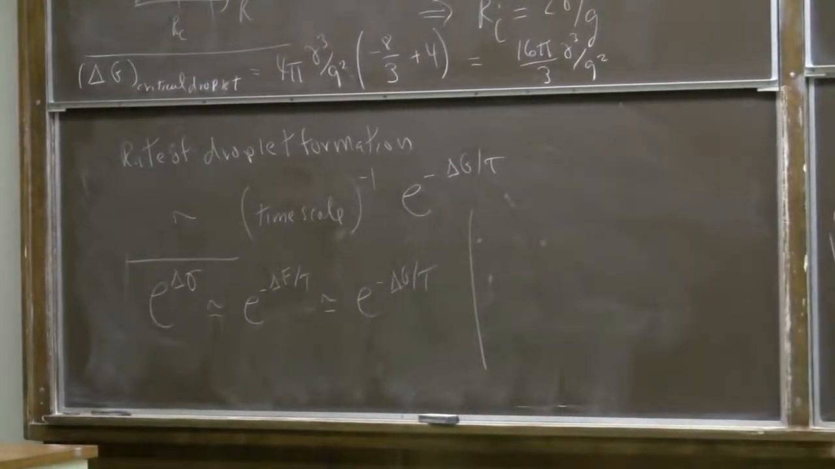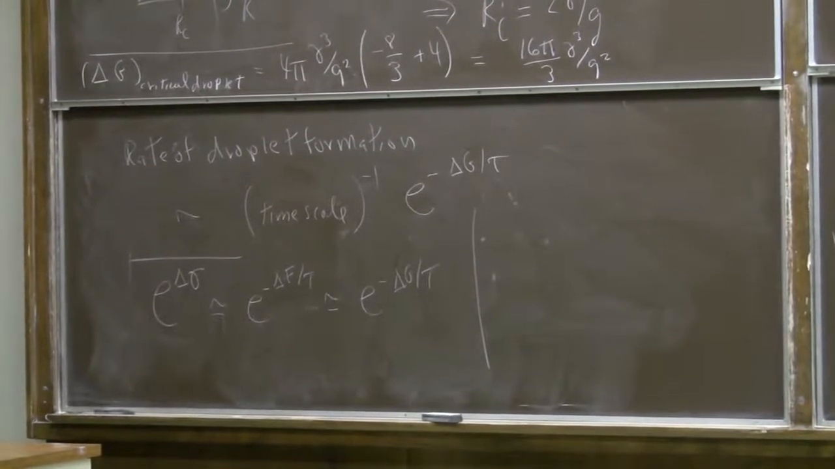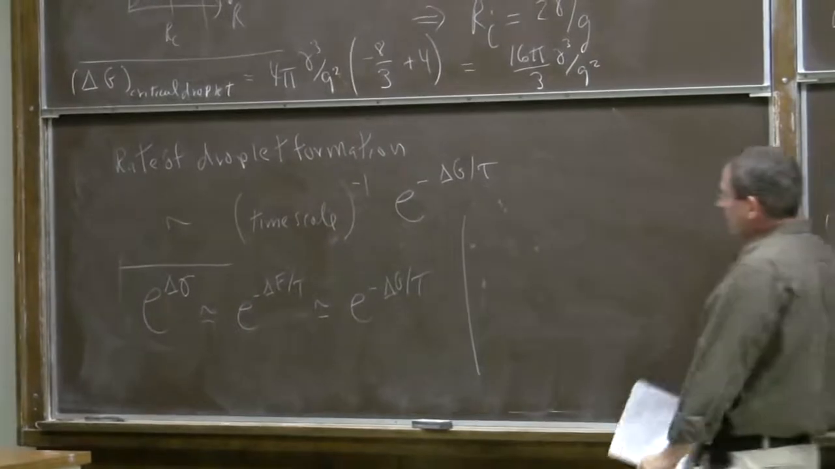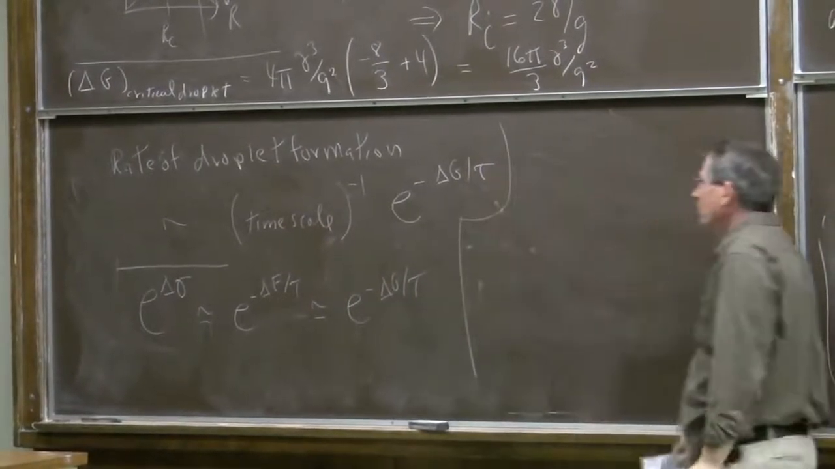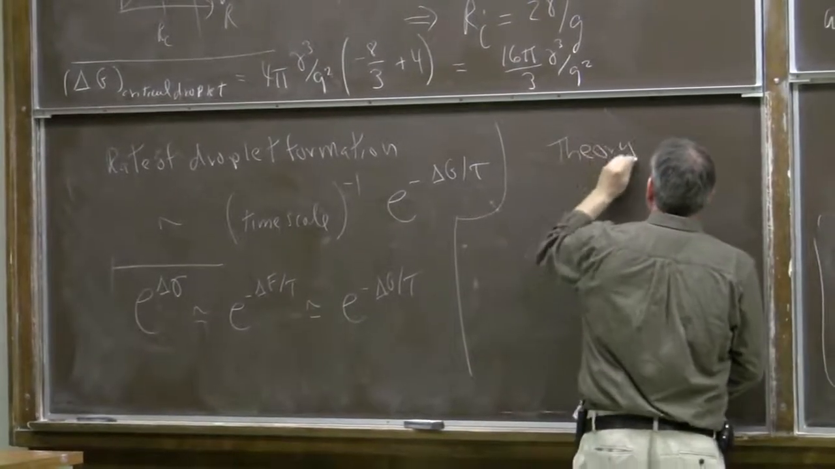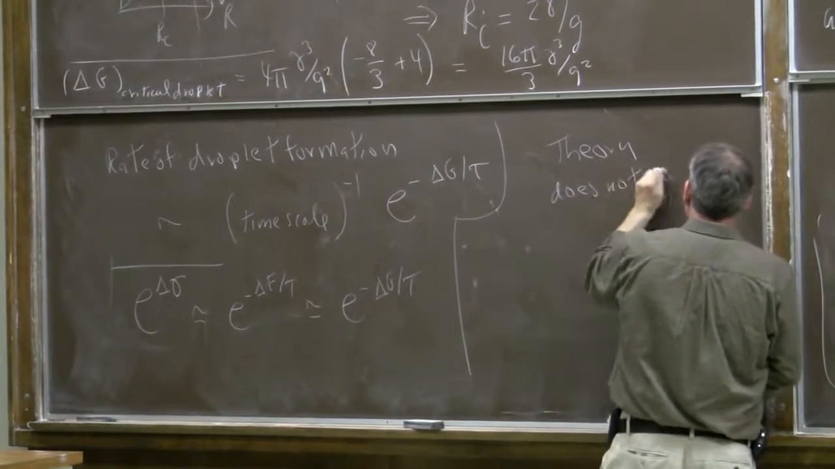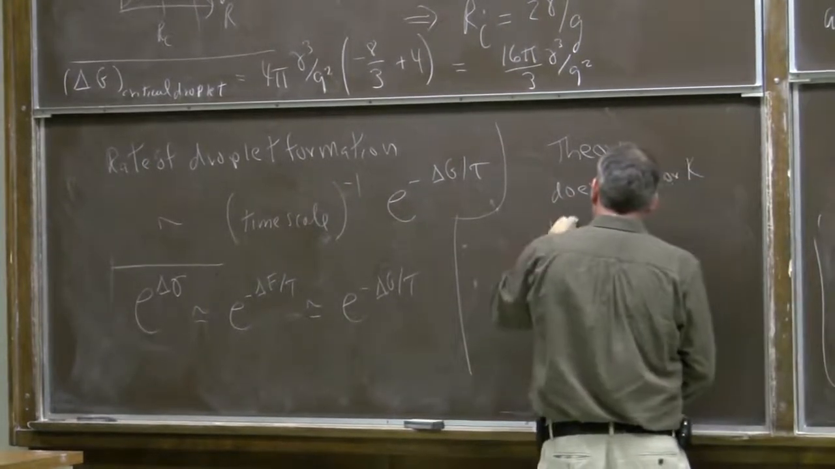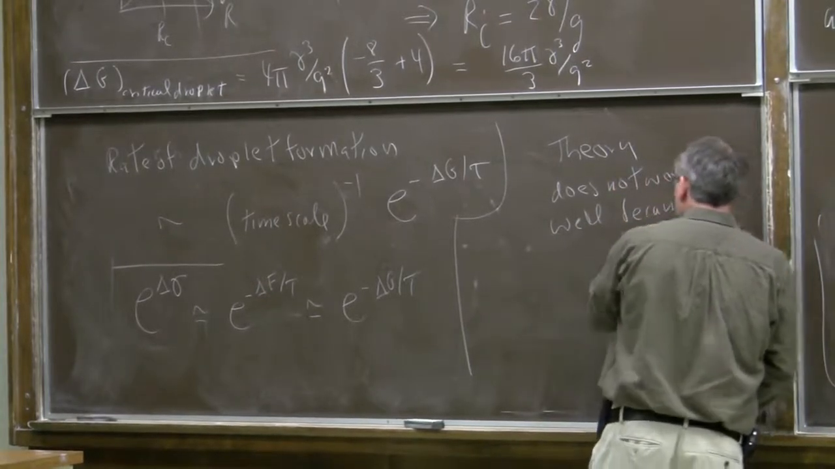It doesn't actually work very well in explaining how long it takes a superheated liquid to boil or a supercooled vapor to condense. And the reason is we've left out some other complications which in practice are really important. Theory does not work well when compared with experiment. And there are two main reasons why.